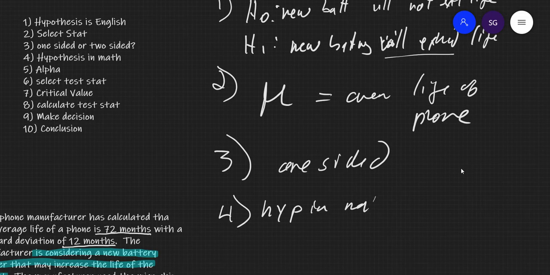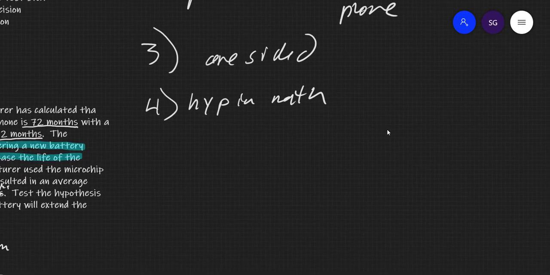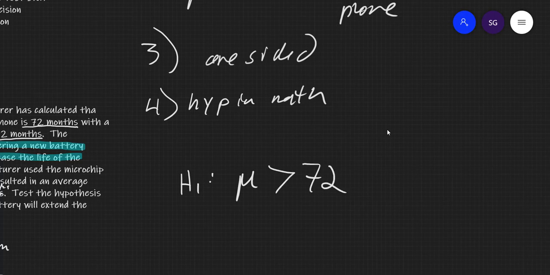Hypothesis in math. So what is my hypothesis? H sub 1 means that mu is greater than, what's the average? 72. So mine has to be bigger than that one. And this is the opposite. What is the opposite of greater than? Mu is less than 72. Does that seem right? It's missing something. It's missing the equal sign. And the equal sign is always on the null hypothesis.